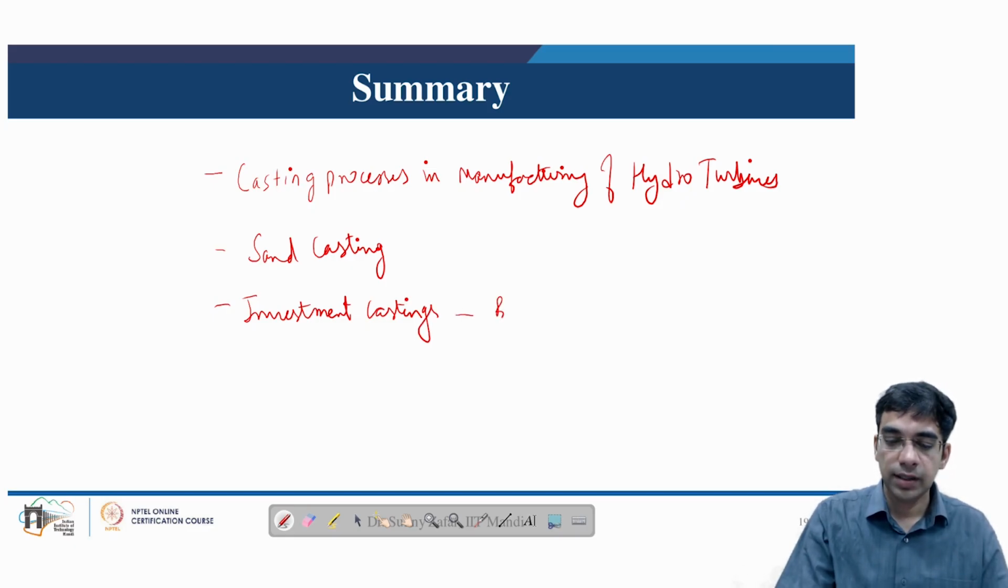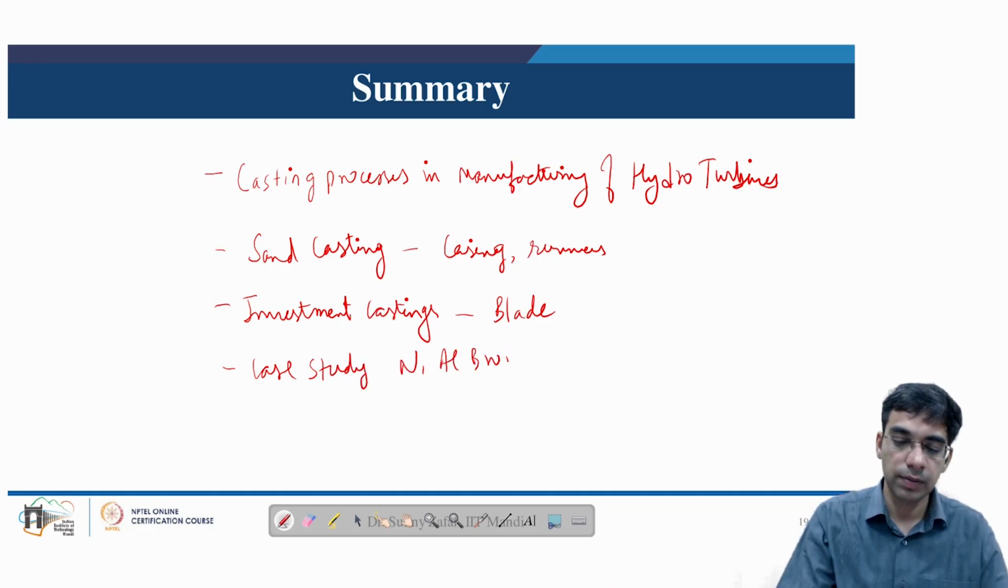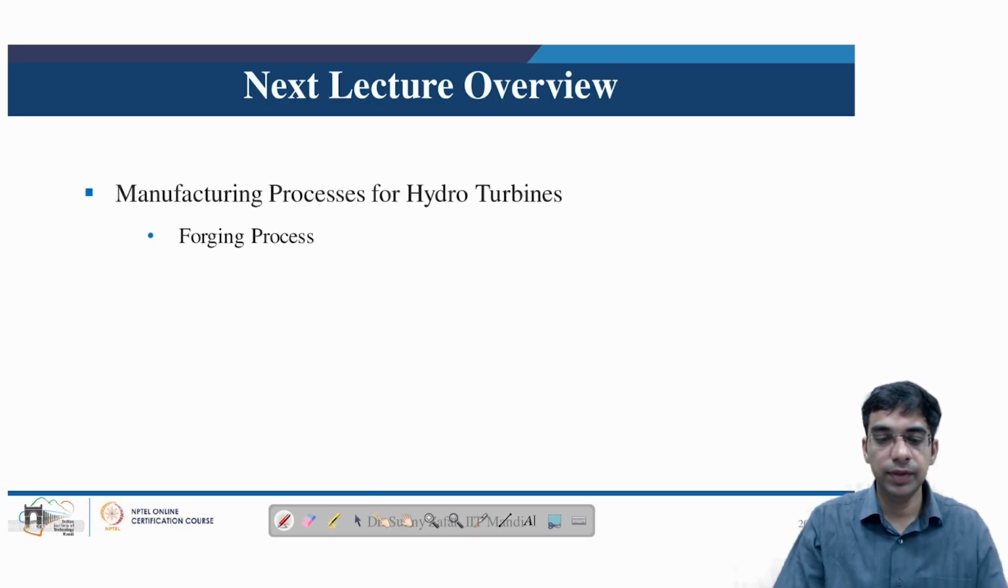So blades, etc., are cast using investment casting, and other components such as casing and runners, etc., are cast using sand casting. And then we have also looked at the case study of nickel, aluminium and bronze alloy, where we have seen how these casting processes have been specifically used to cast the components of hydro turbine.